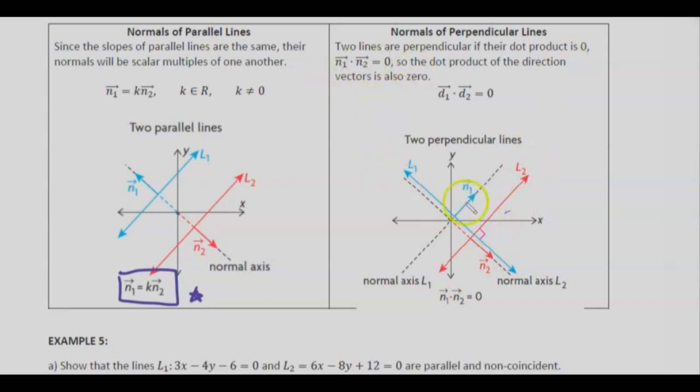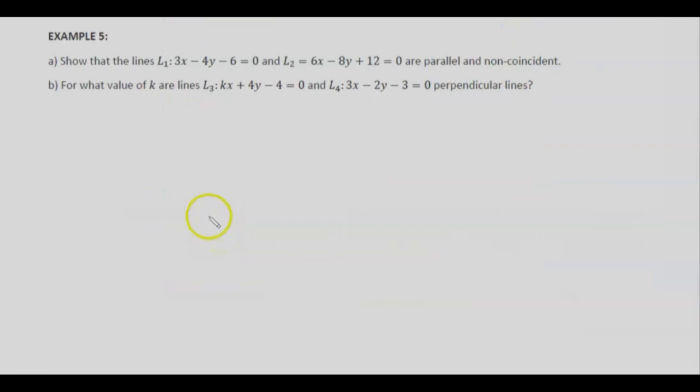Okay, so what's going to happen is if we have, for example, L2 right here, and we have a normal going through L2, and then we have L1 with a normal going through L1, these normals are also going to be perpendicular. So the dot product of those normals is also going to be 0.